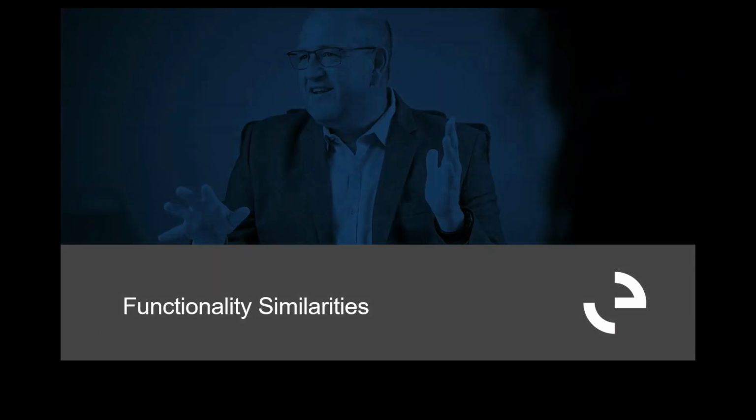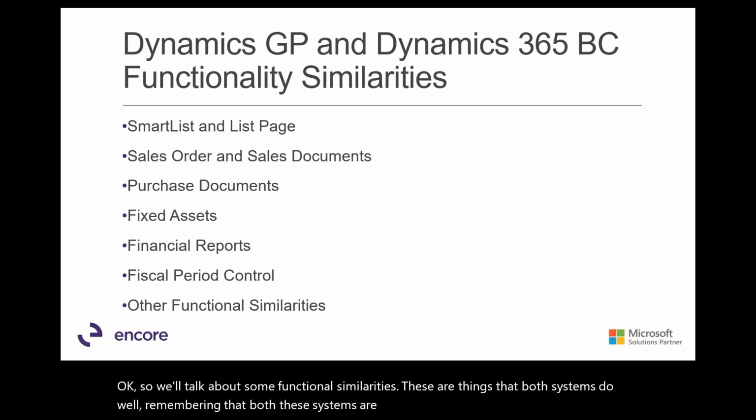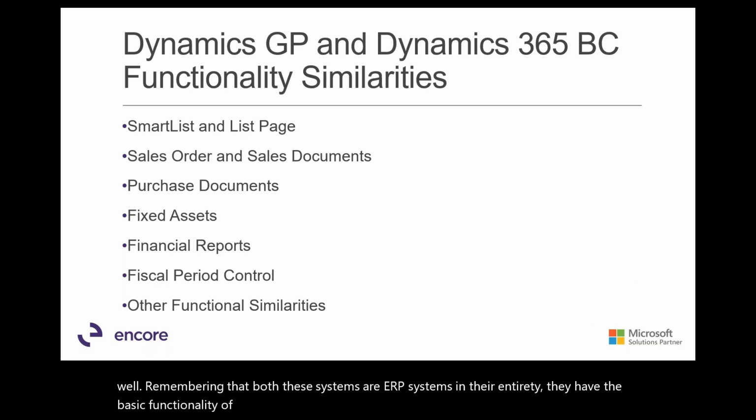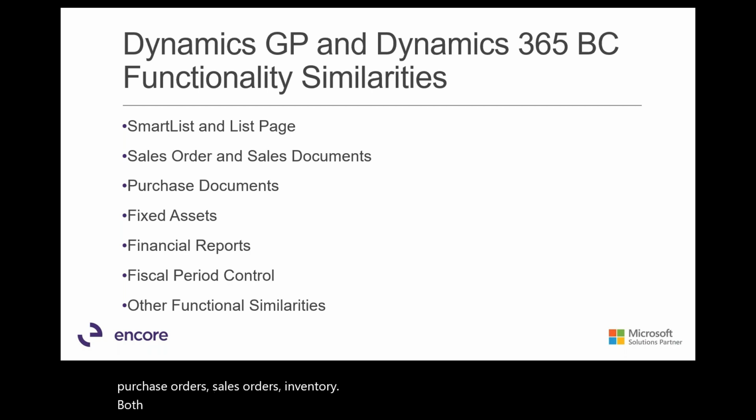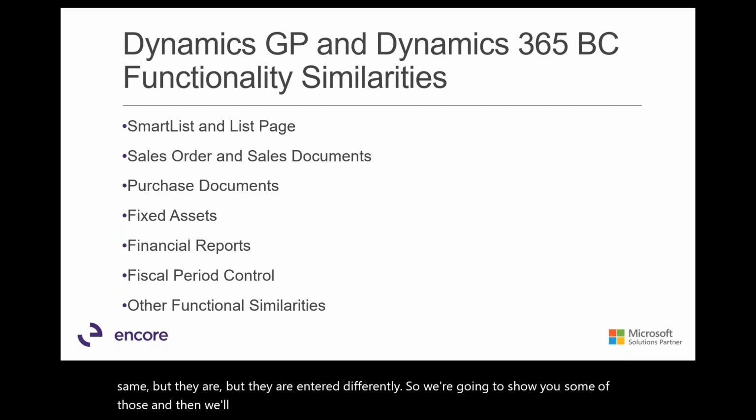Okay, so we'll talk about some functional similarities. These are things that both systems do well. Remembering that both these systems are ERP systems in their entirety, they have the basic functionality of entering transactions against GL, accounts receivable, accounts payable, purchase orders, sales orders, and inventory. Both systems have them. They do them differently. So they're functionally the same, but they are entered differently. So we're going to show you some of those, and then we'll talk about some differences later on.